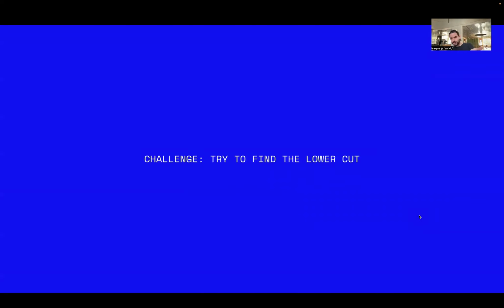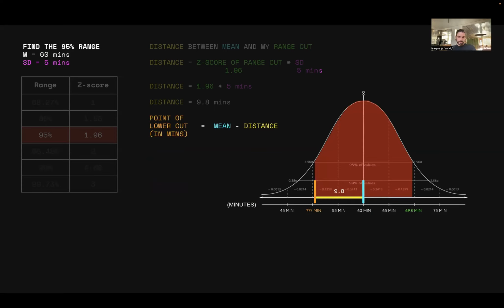Challenge now is try to find the lower cut. So you can try to find it by yourself. Pause and try to do it. If you just want to keep watching, let's keep watching. So it's going to be mean minus the distance. Mean minus the distance, 9.8. 60 minus 9.8, 50.2, right? So 50.2 is the lower cut. So finally, we can conclude with precision that 95% of the people waited between 50.2 and 69.8 minutes. Finally, we can get a ding in happiness.